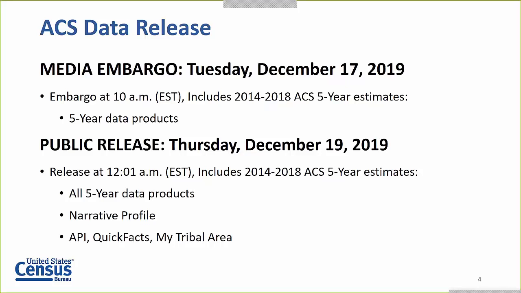Eastern Standard Time. We originally planned the release of some of our data products on December 19th, with the remaining products including comparison profiles, subject tables, and narrative profiles on January 16th. We are pleased to inform you that all 5-year data products will now be available on the 19th. This also includes our narrative profile available through the ACS website, and existing tools that will be refreshed with 5-year data such as the API, QuickFacts, and My Tribal Area.